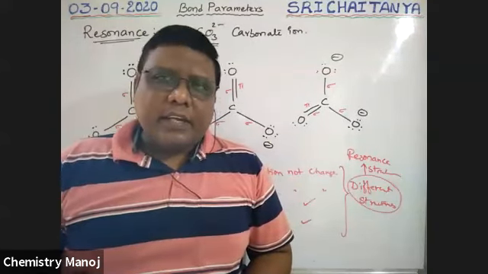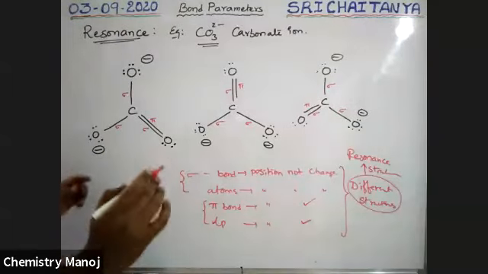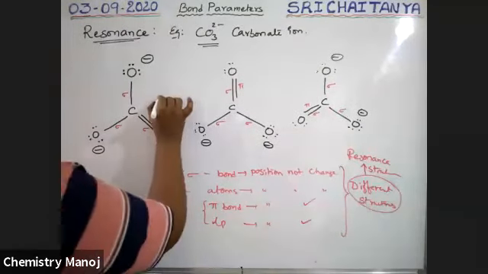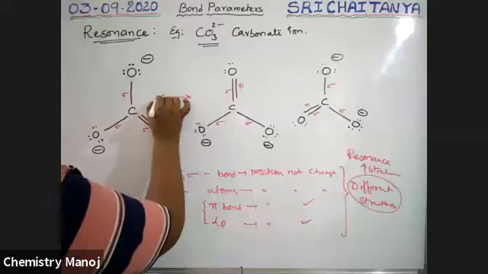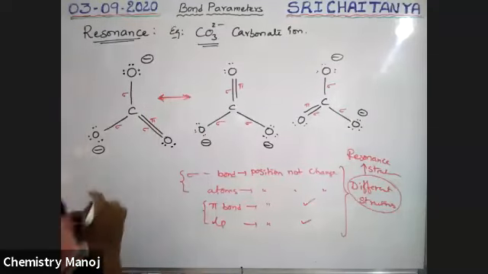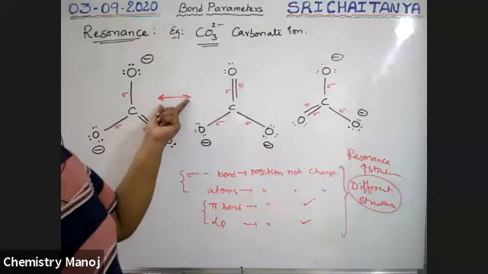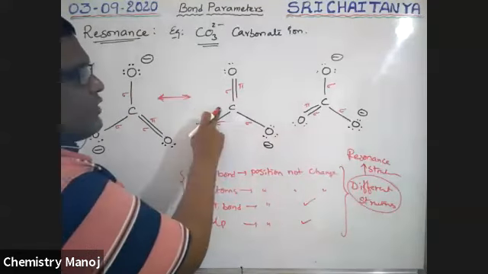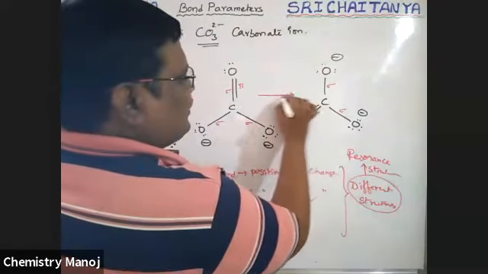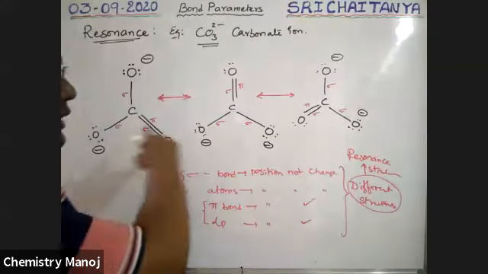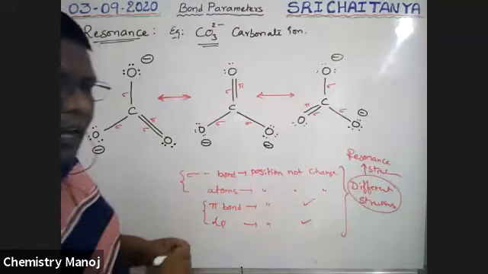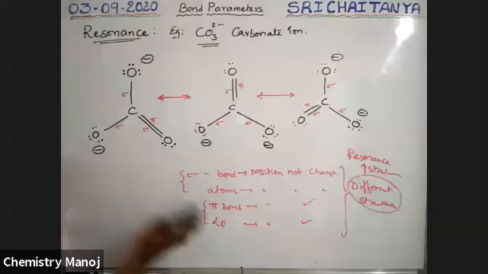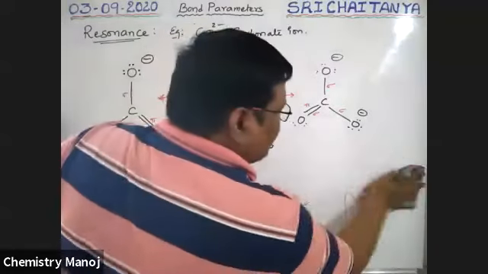Boys, is this clear? See here, resonance is clearly explained with the double-headed arrow. It is a symbol for resonance. Whenever you observe a double-headed arrow, that is resonance. So this structure is in resonance with this one, and this structure is in resonance with this one. That means these are the 3 resonance structures. All these 3 resonance structures are also called canonical structures.